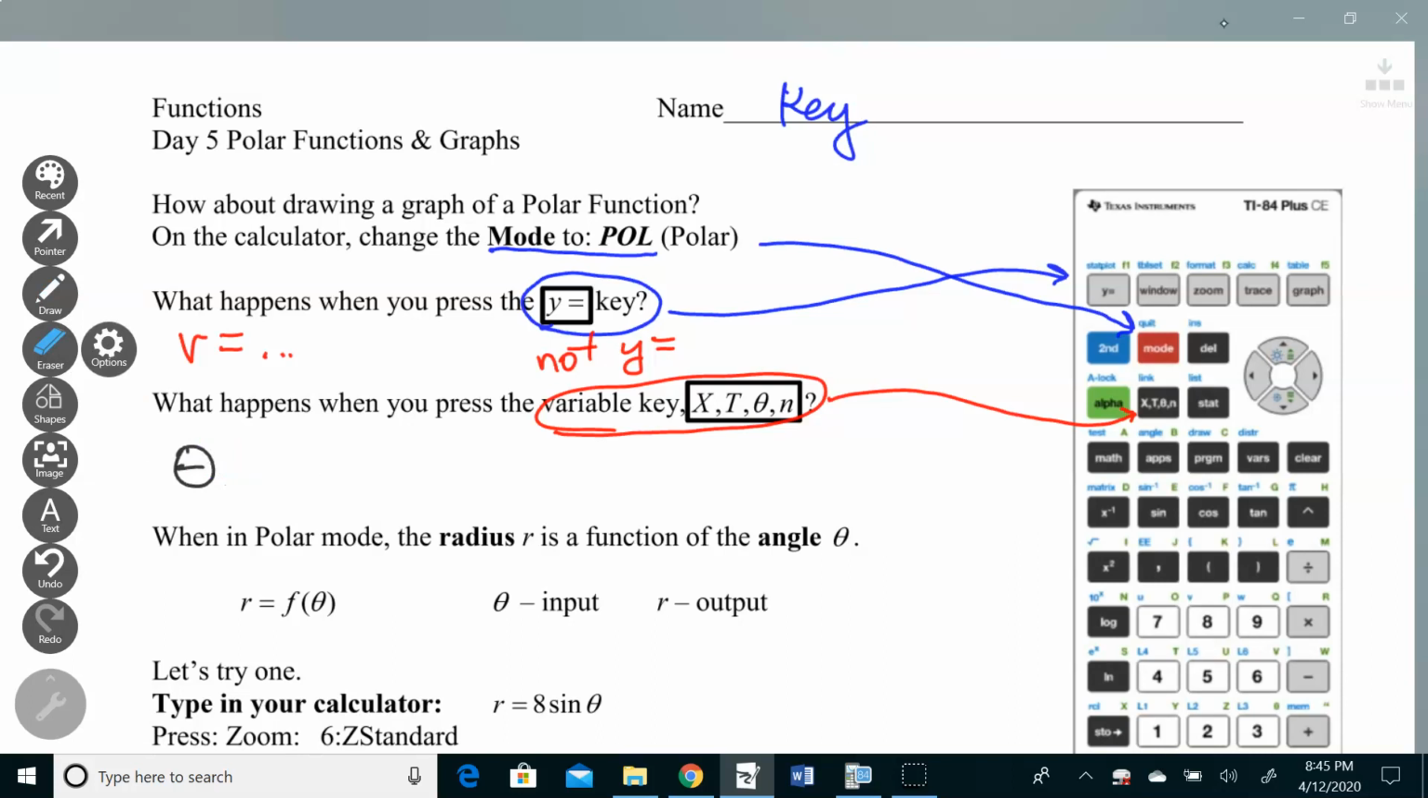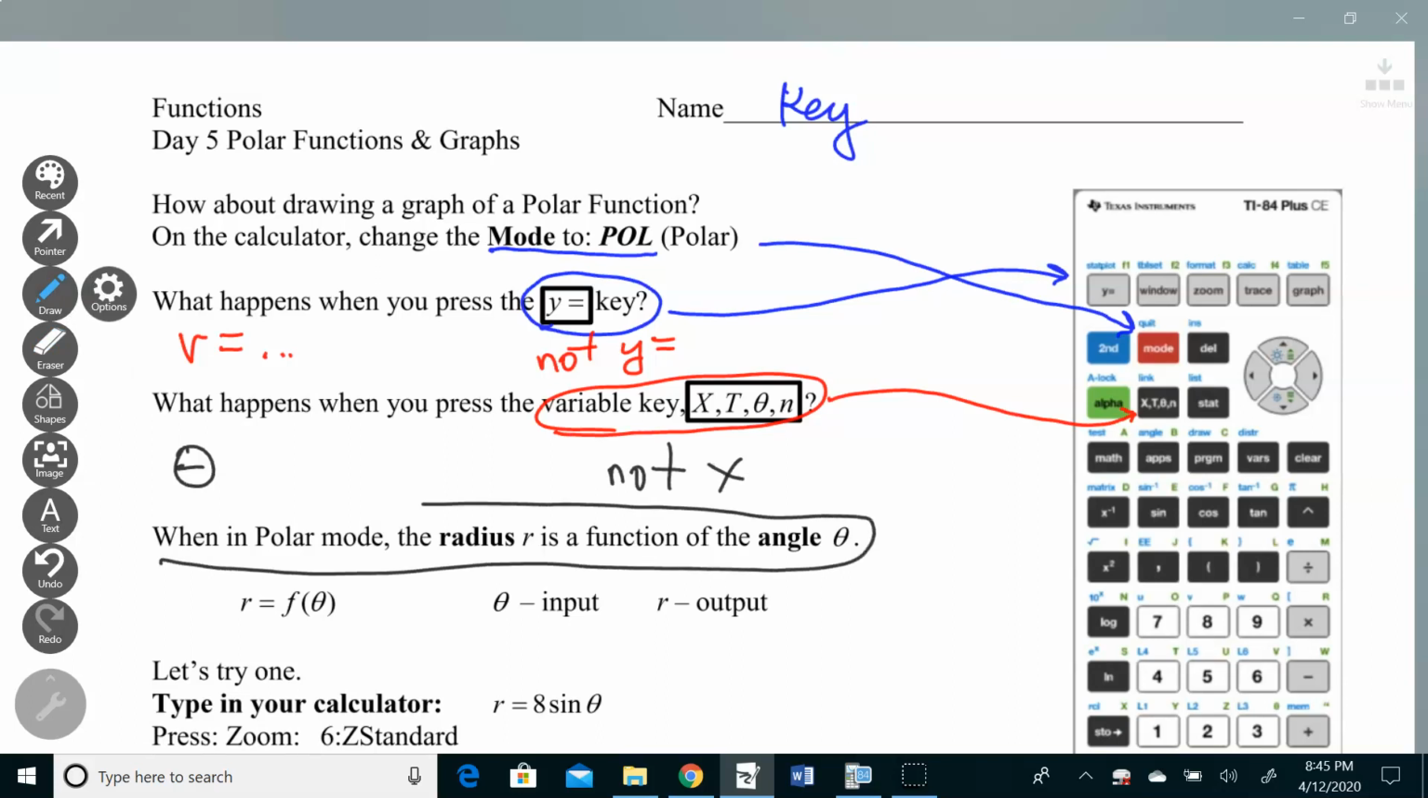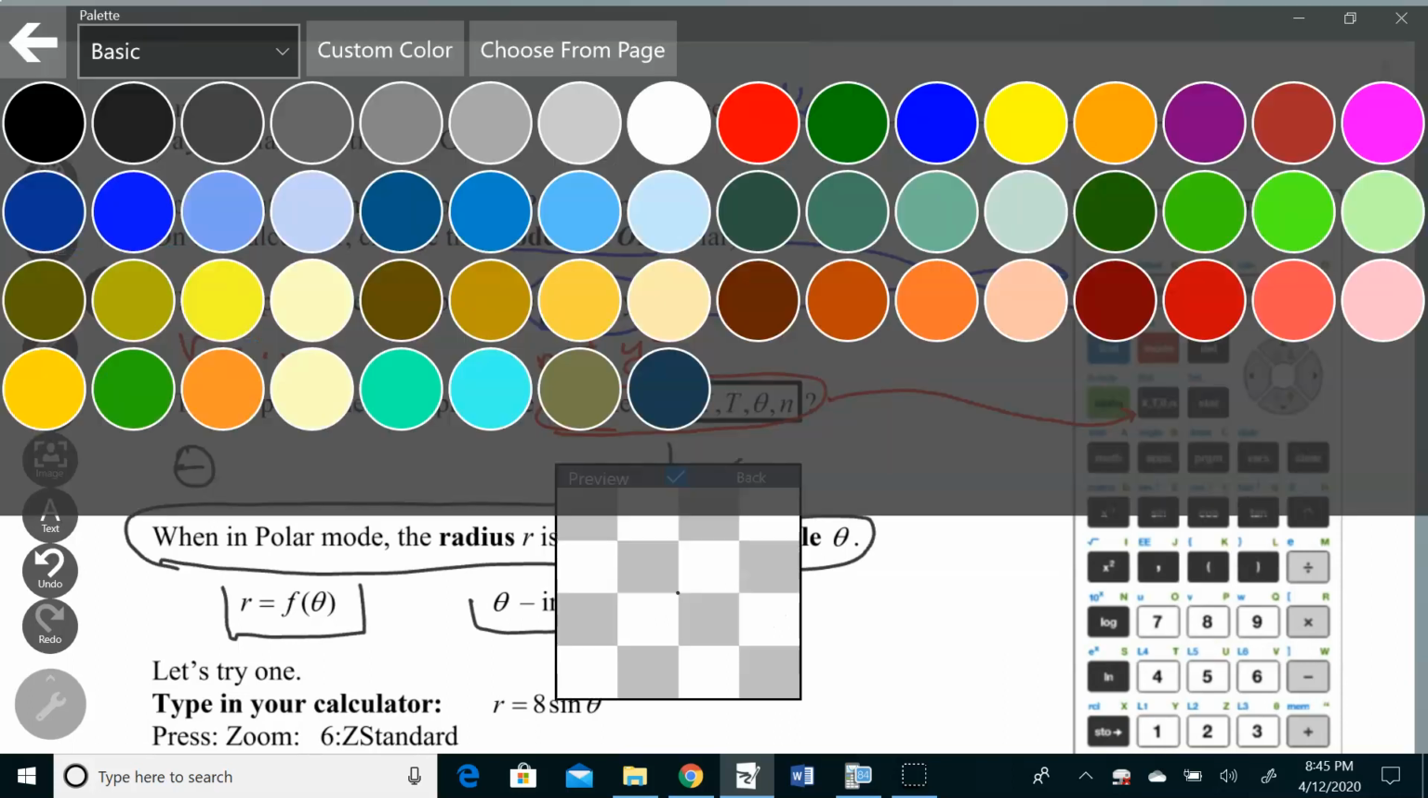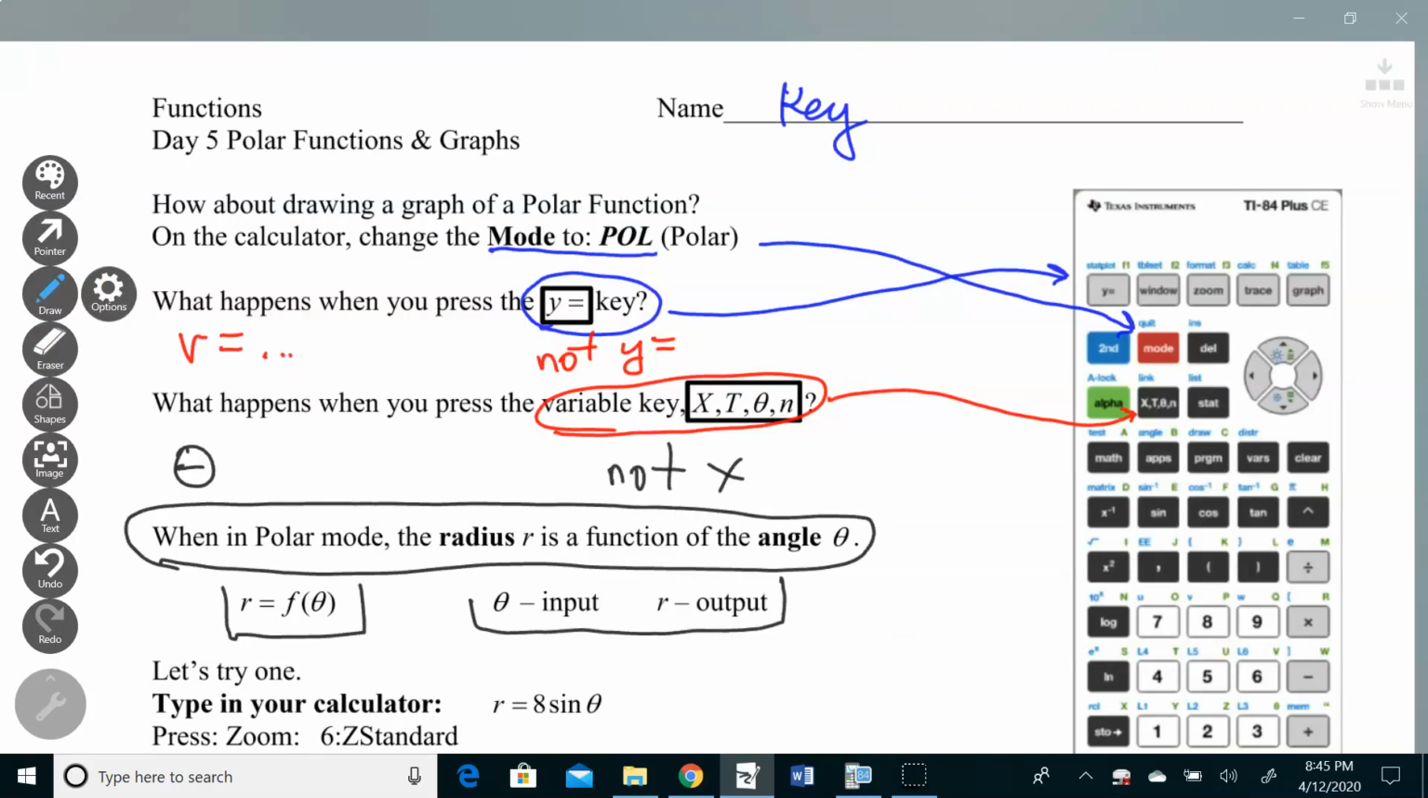You don't get x. So when we're in polar mode, we have r's and we have thetas. We don't have x's and y's. R will be a function of theta. Theta is the input and r is the output. Which is weird because when we write ordered pairs, our points are r comma theta, and we think r should be the input and theta should be the output. Not in polar mode. Even though r comes first, it is the output. Theta is the input.